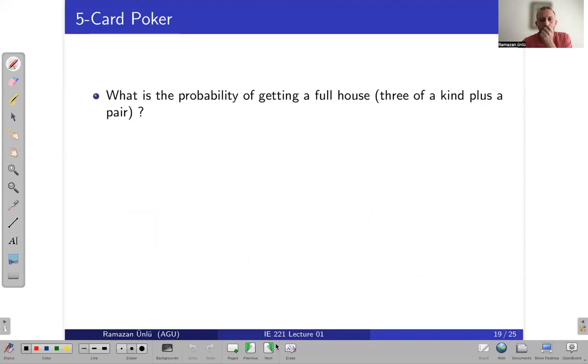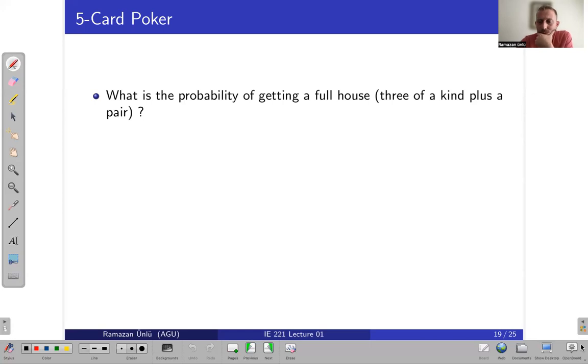Here is another question: what's the probability of getting a full house? This is a card game term, and a full house is a three of a kind plus a pair.